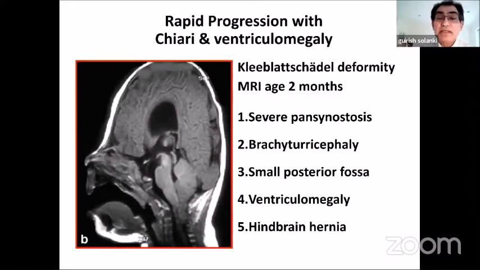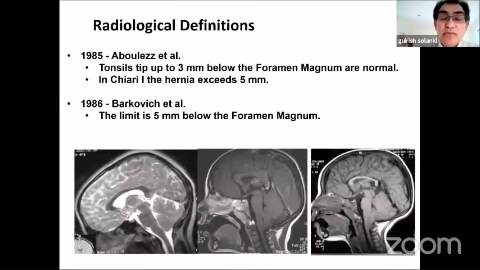Same thing here. This is a child with clear shadow deformity, MRI done at 2 months of age, severe pansynostosis, brachycephaly, small posterior fossa. You can see the posterior fossa is nearly non-existent. The torcular is in the opisthion. What are you going to do by increasing the size of the foramen magnum? This child has also got ventriculomegaly and hindbrain hernia. In those cases, your primary concern is to increase the size of the skull, and that would improve the craniocephalic mismatch and lead to improvement.